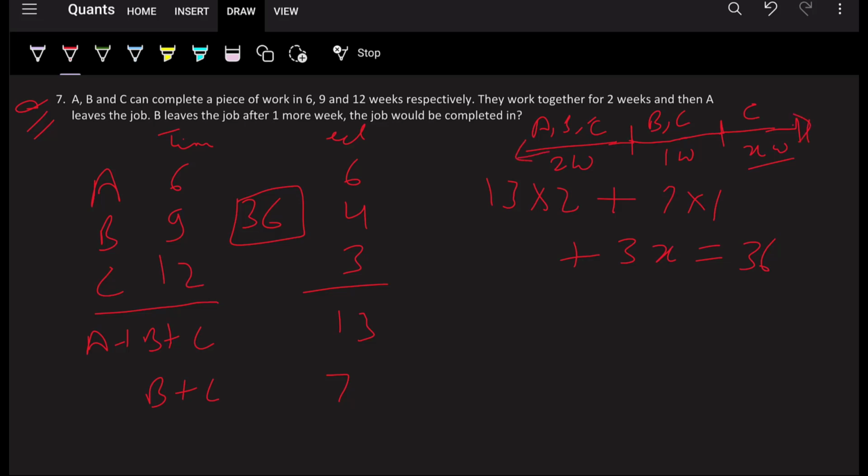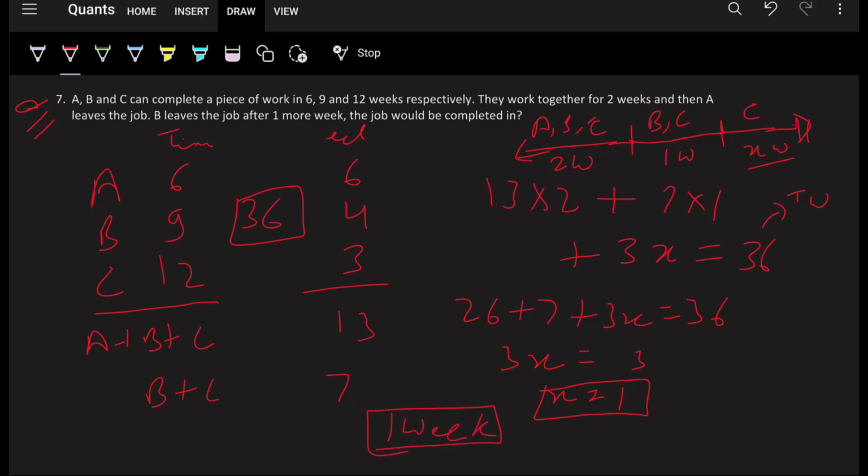Total work 36. So now 26 plus 7 plus 3x is equal to 36. So from here 3x is equal to 3 and x is equal to 1. So C works for 1 week more to complete the work. So the job will be completed in a total of 2 plus 1 plus 1 is equal to 4 weeks. 4 weeks total, and C will complete it in 1 week more.